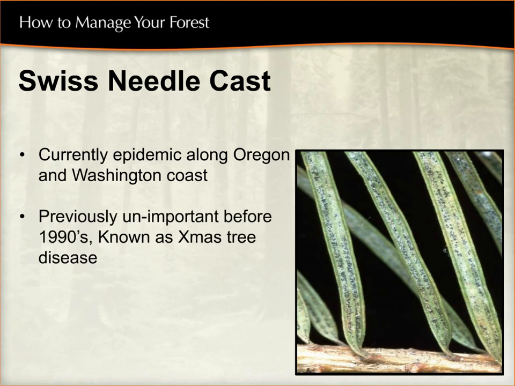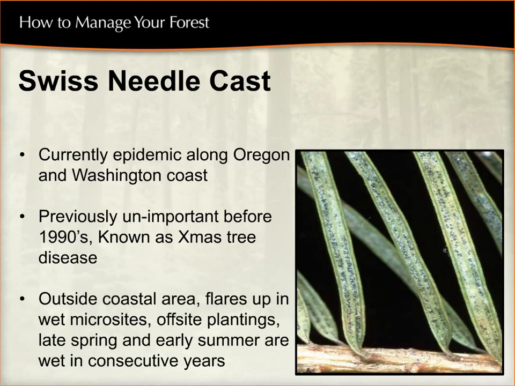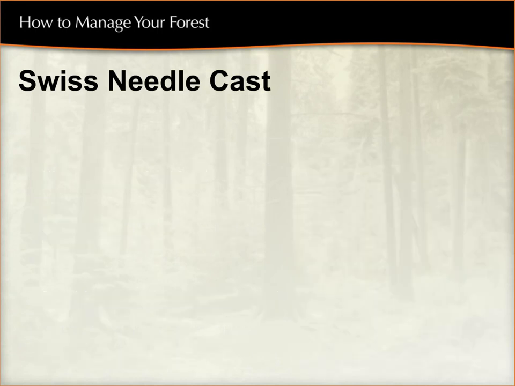It is a new phenomenon and was regarded as not important before the 1990s, when it was previously referred to as the Christmas tree disease. Outside of the coastal area, it tends to flare up in wet microsites and off-site plantings, and where the late spring and early summer times of the year are wet in consecutive years.